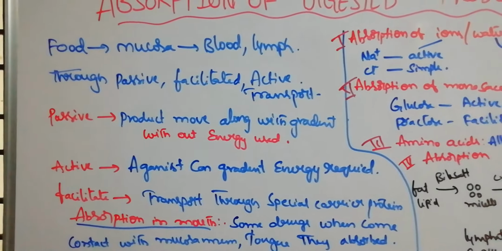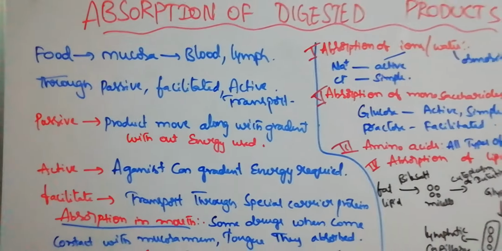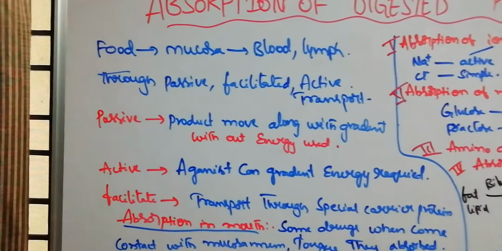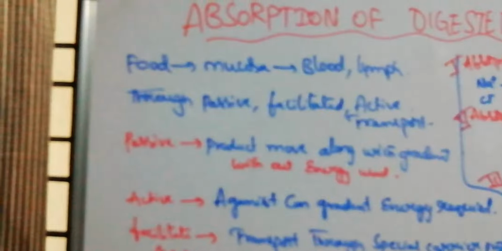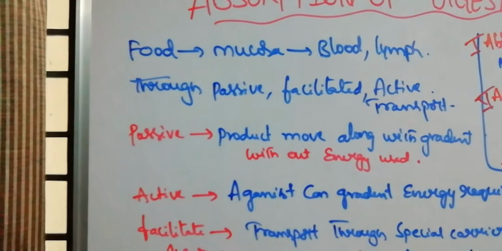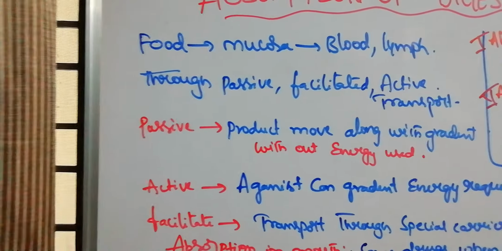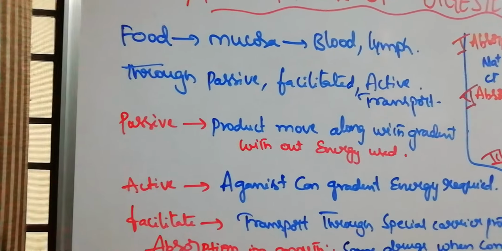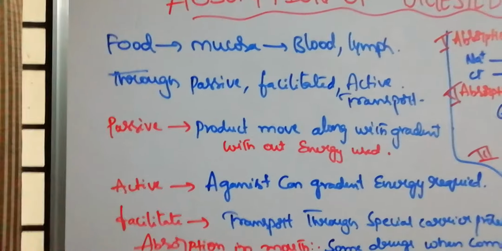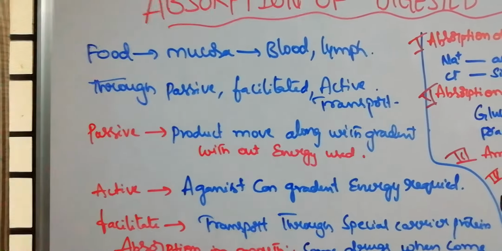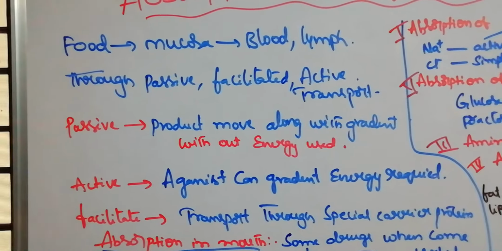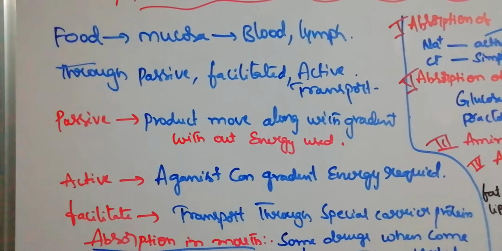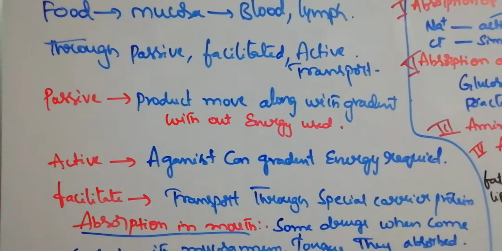Next class we're going to discuss the absorption of digested food. Once food is completely digested, it moves from the alimentary canal through the mucosal membrane and into the blood and lymph. So how is it moving? Either by a passive, facilitated, or active transport mechanism. So what is the difference between passive, facilitated, and active transport?